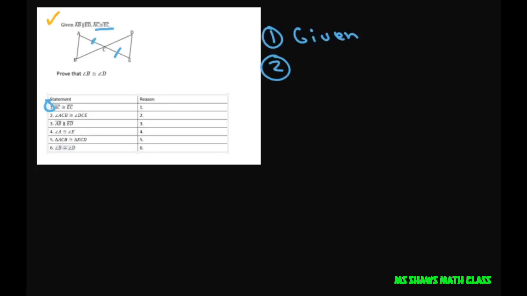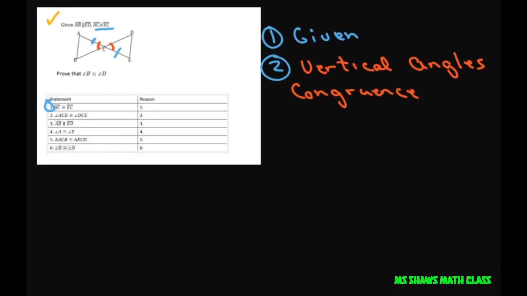Angle ACB, this angle is congruent to DCE. That's your vertical angles congruence theorem with intersecting lines. You have intersecting lines.